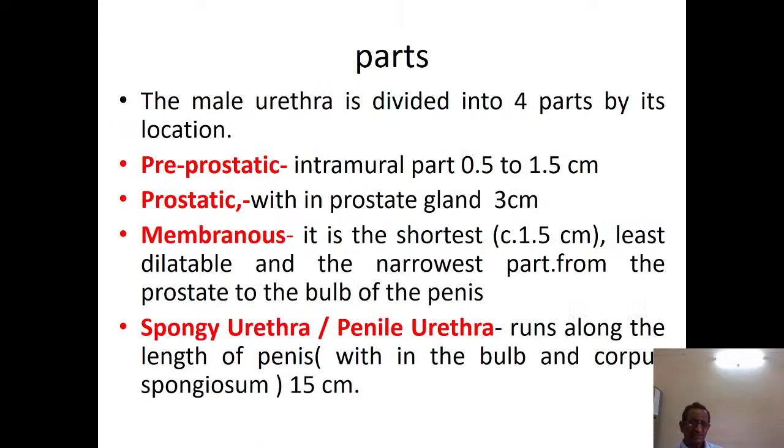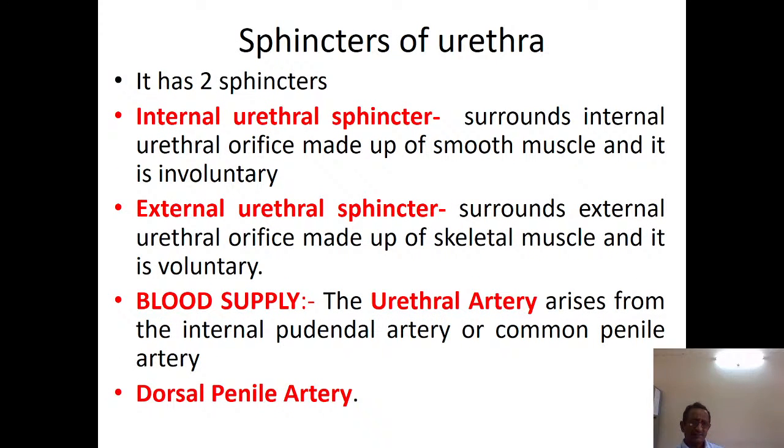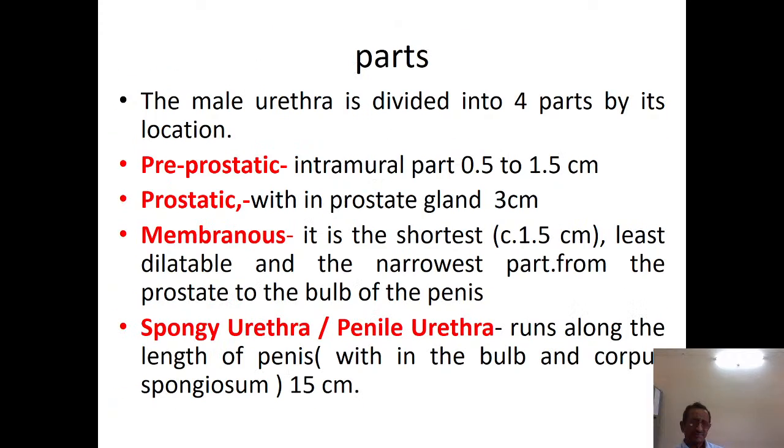So we are having here pre-prostatic, prostatic, membranous part, very short, least dilatable and narrowest part from the prostate to the bulb of the penis, and then spongy part that runs along the length of the penis, 15 centimeters. Okay. Prostatic part is 3 centimeters.